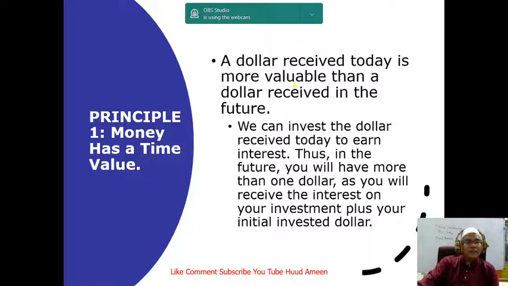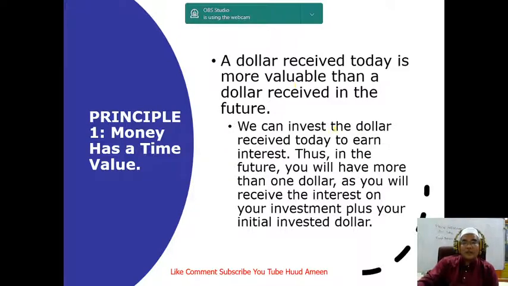What is the meaning of time value? 100 ringgit today, after 1 year, the 100 ringgit today will accumulate more value next year. Might be 10% greater than 100 ringgit. Then next year, 100 ringgit today will become 110 ringgit. We can invest the dollar received today to earn interest. Thus, in the future, you will have more than $1.